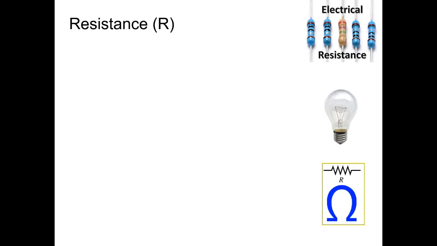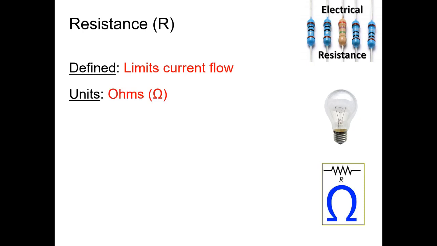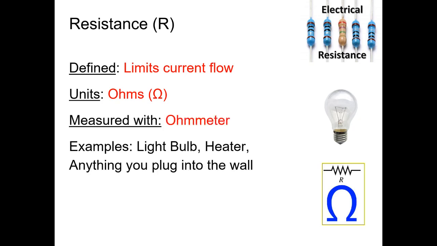Okay, our last physical quantity to talk about in circuits or electricity is resistance. Resistance just limits current flow. Okay, the units are ohms with the symbol omega. That's a Greek letter omega. It's measured with an ohm meter. Okay, and examples are light bulbs, heaters, anything you plug into the wall.